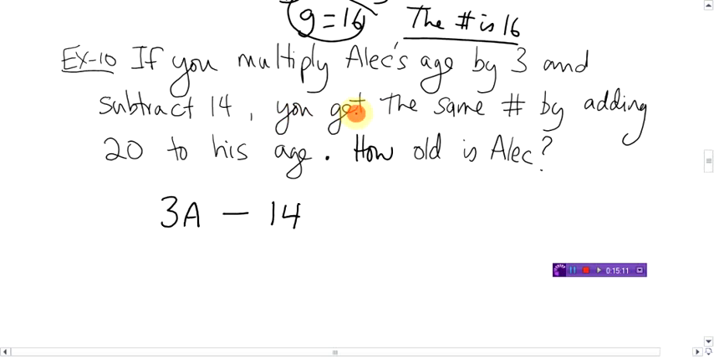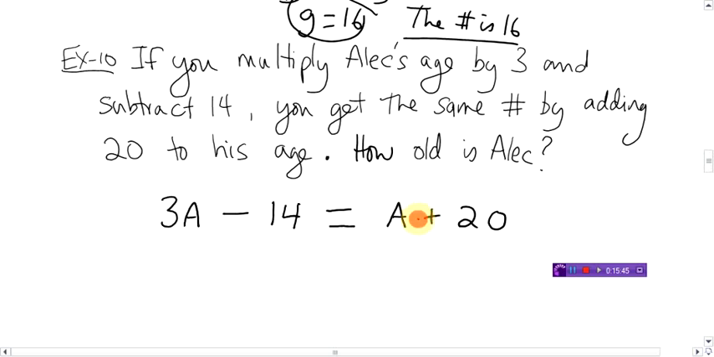Then it says, you get the same number. You get the same. What does that mean? The same, meaning it's equal to. That is equal to the same number by adding 20 to his age. So we don't know what his age is. A for Alec. We add 20 to it. That's the equation. Now, let's figure out how old Alec is using algebra skills.